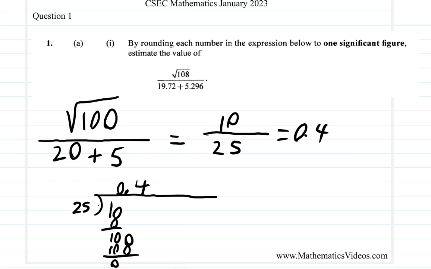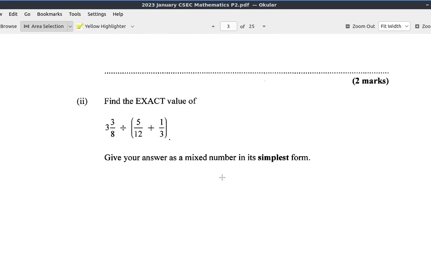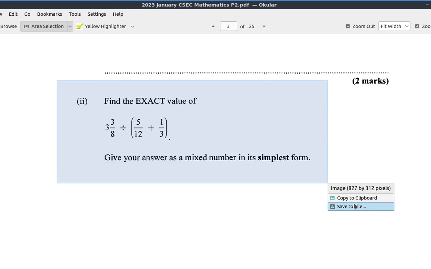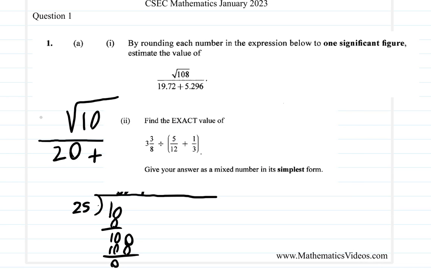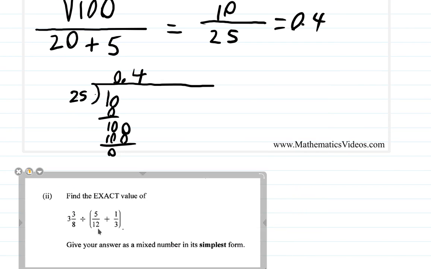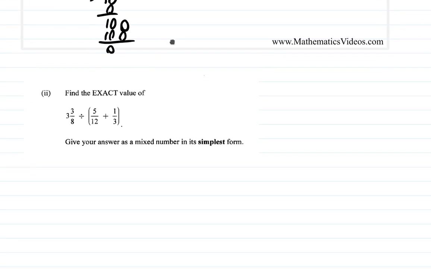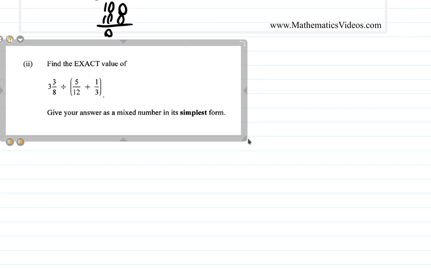Let's see what else is going on here. They say find the exact value of this. Give your answer as a mixed number in its simplest form. Alright, let me copy it and paste it over here. Now remember what they tell you to do. Show working. Now, remember that I want you to try the questions before you work them out.